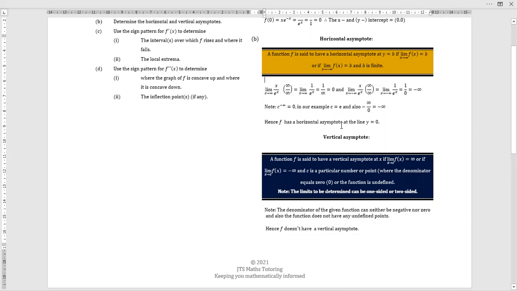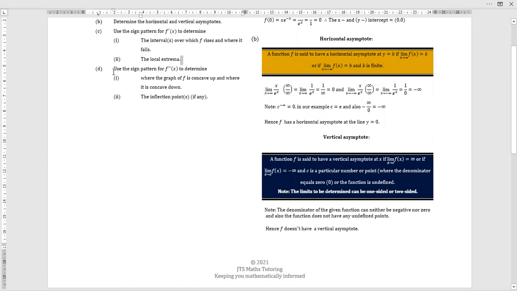All right. So for parts c and d here, we need to use the sign pattern of the first derivative to determine the intervals over which f rises and where it falls, and also to get our local extrema.